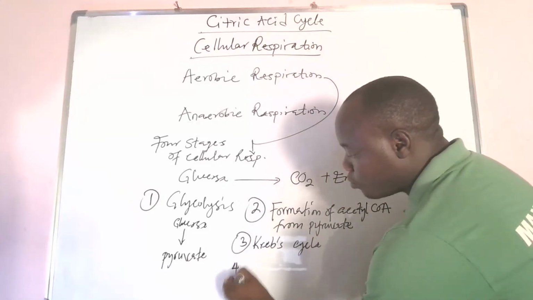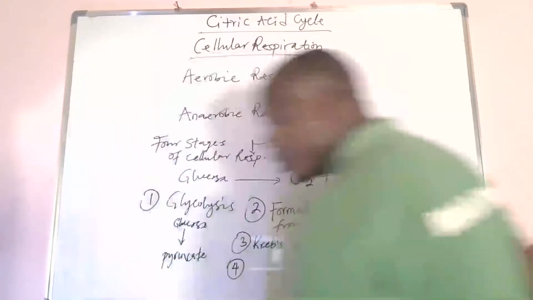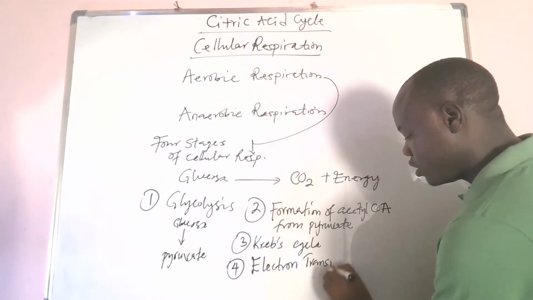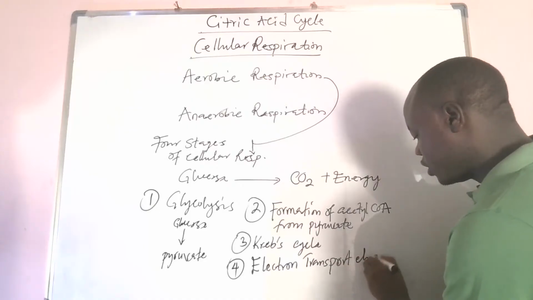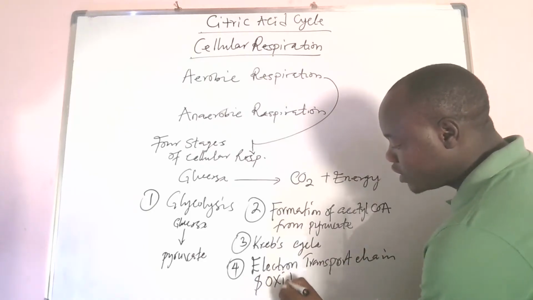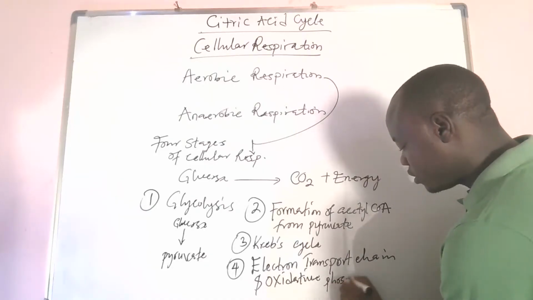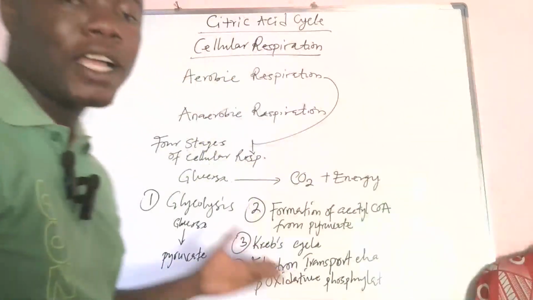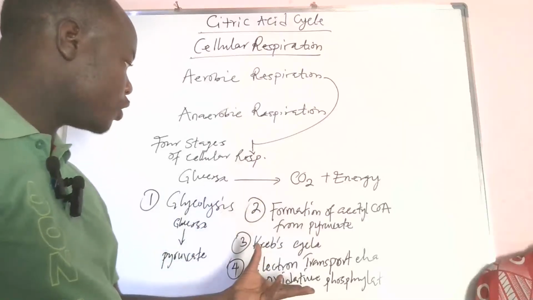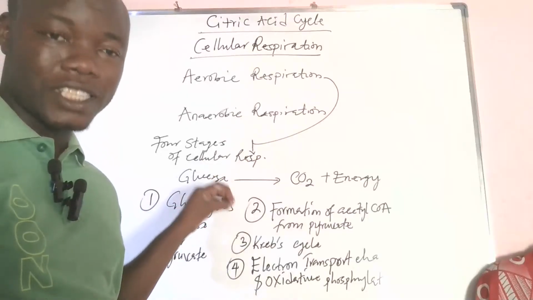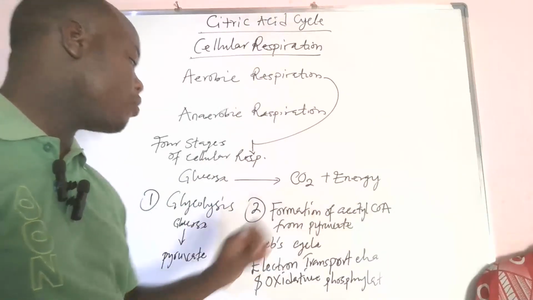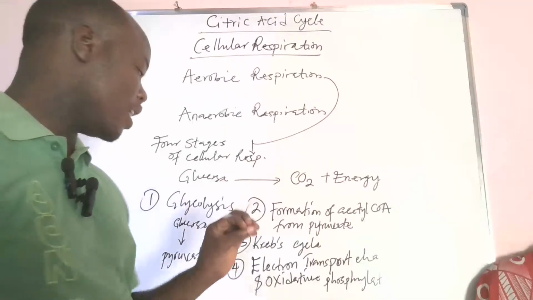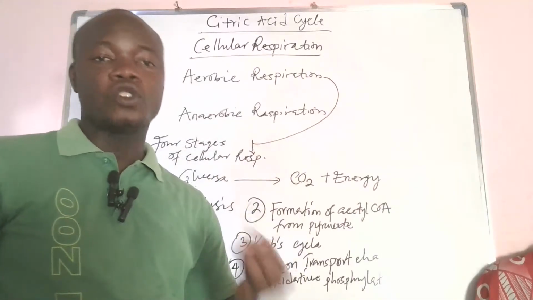And then the last one, number 4, the final stage of cellular respiration, is the electron transport chain and oxidative phosphorylation. So ladies and gentlemen, these are the 4 stages of cellular respiration. Number 1, glycolysis, which we discussed last time. Number 2, formation of acetyl-CoA from pyruvate. Number 3, the Krebs cycle. And number 4, electron transport chain and oxidative phosphorylation.